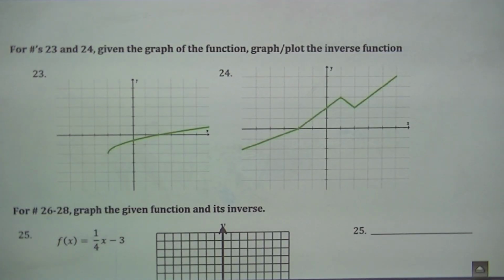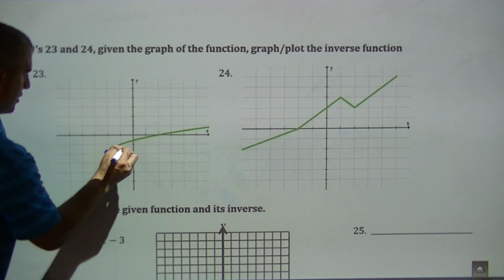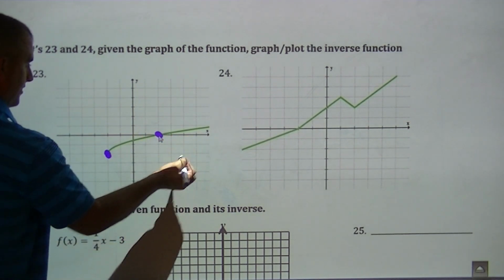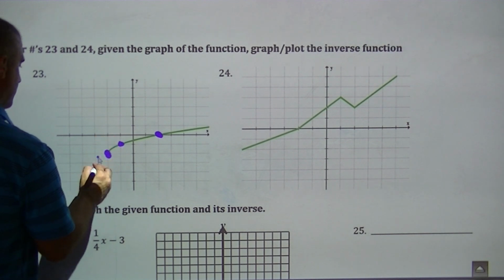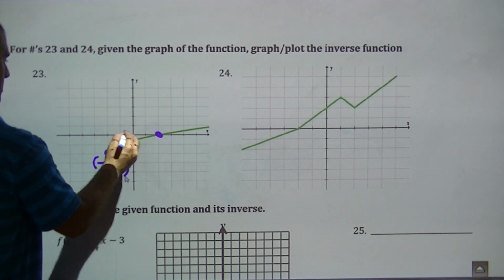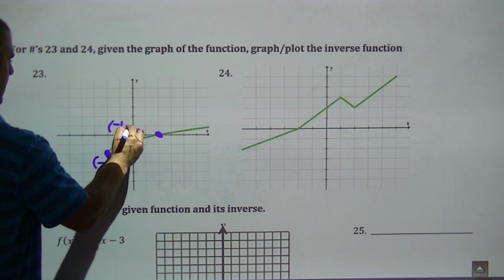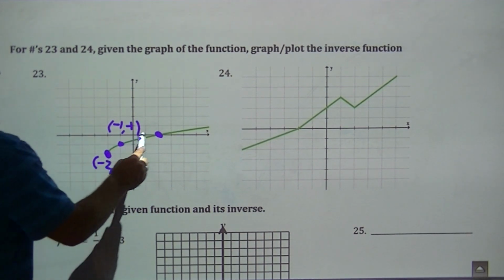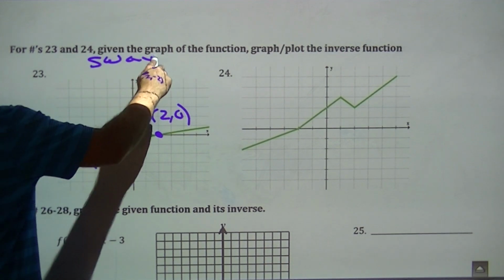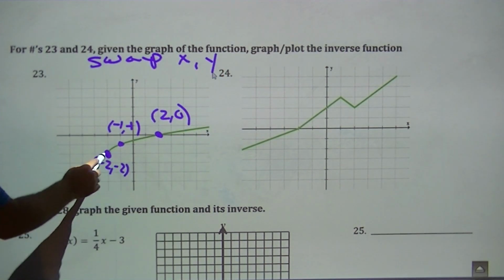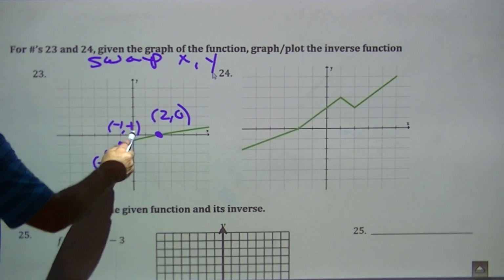When you do these graphs, what you're going to want to do, pick out some points. So that's negative 2, negative 2. This is negative 1, negative 1. This is 2, 0. So the idea is you swap the x and y. So that stays, now it'd be at 0, 2.